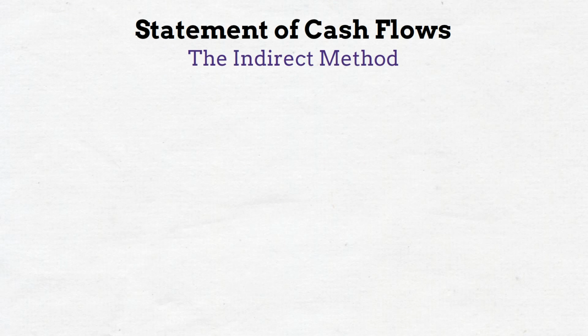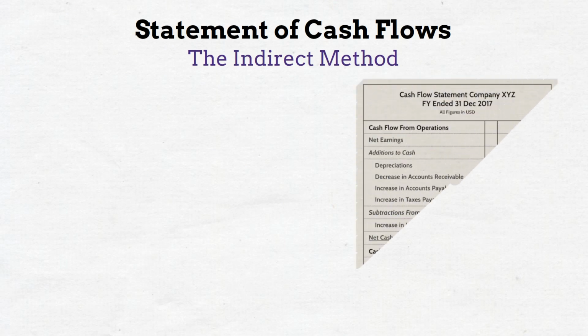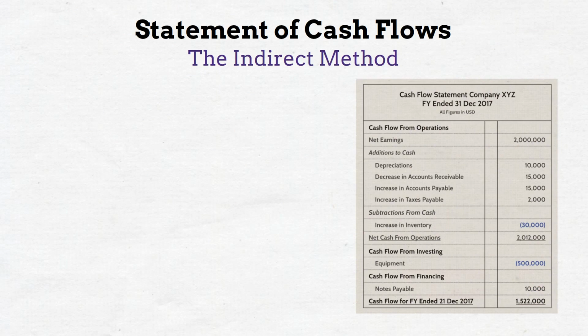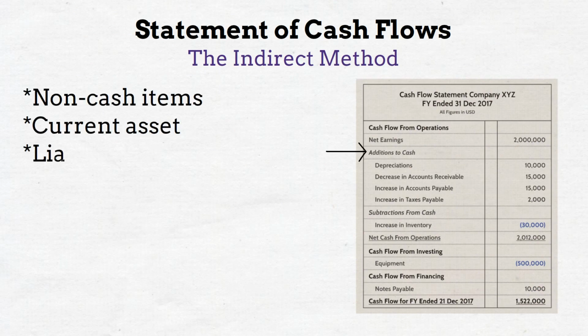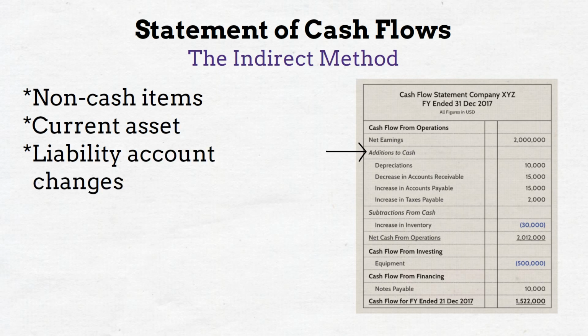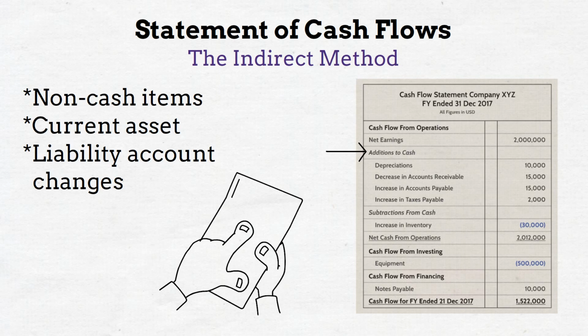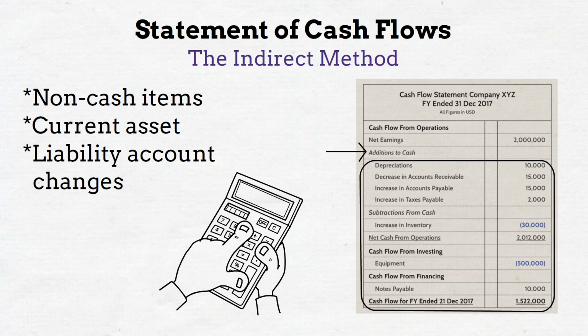Statement of cash flows, the indirect method. The indirect method of preparing the operating activities section of the statement of cash flows starts with the net income figure from the income statement. Then it adjusts it for non-cash items and current asset and liability account changes that affect cash flows from operating activities. This method is more commonly used than the direct one, which reports each central operating cash receipt and payment item.